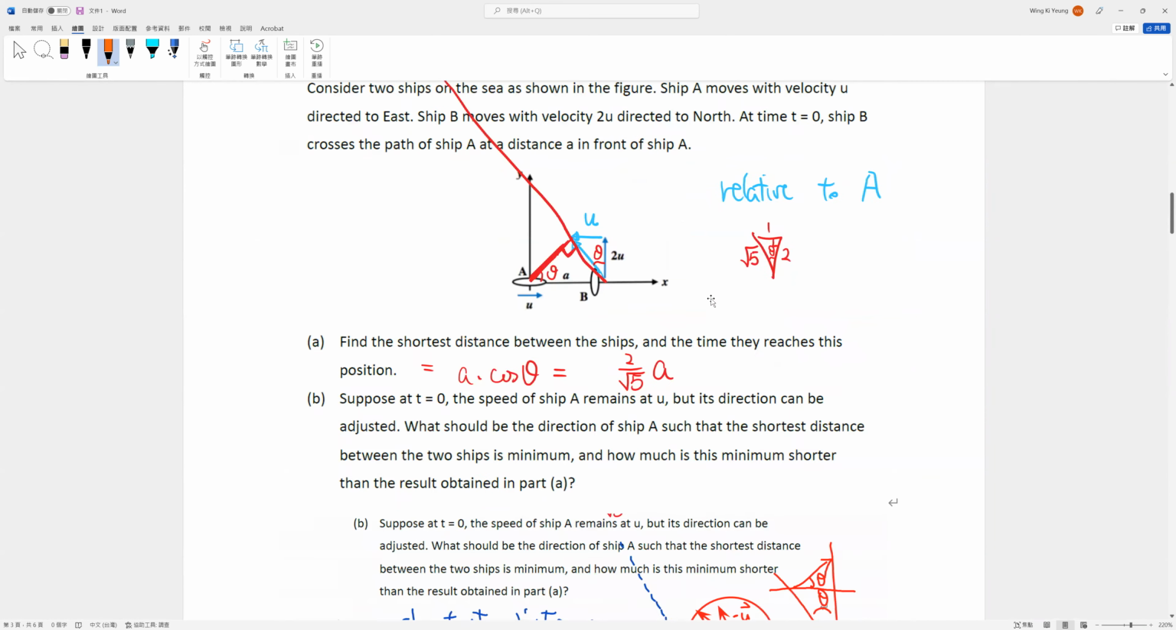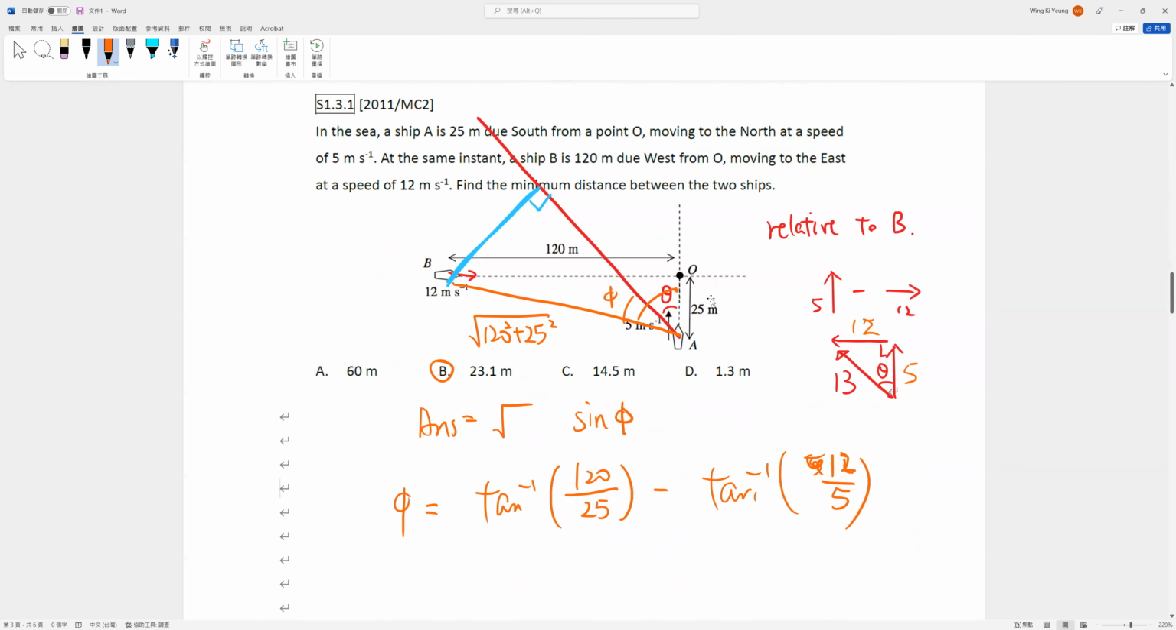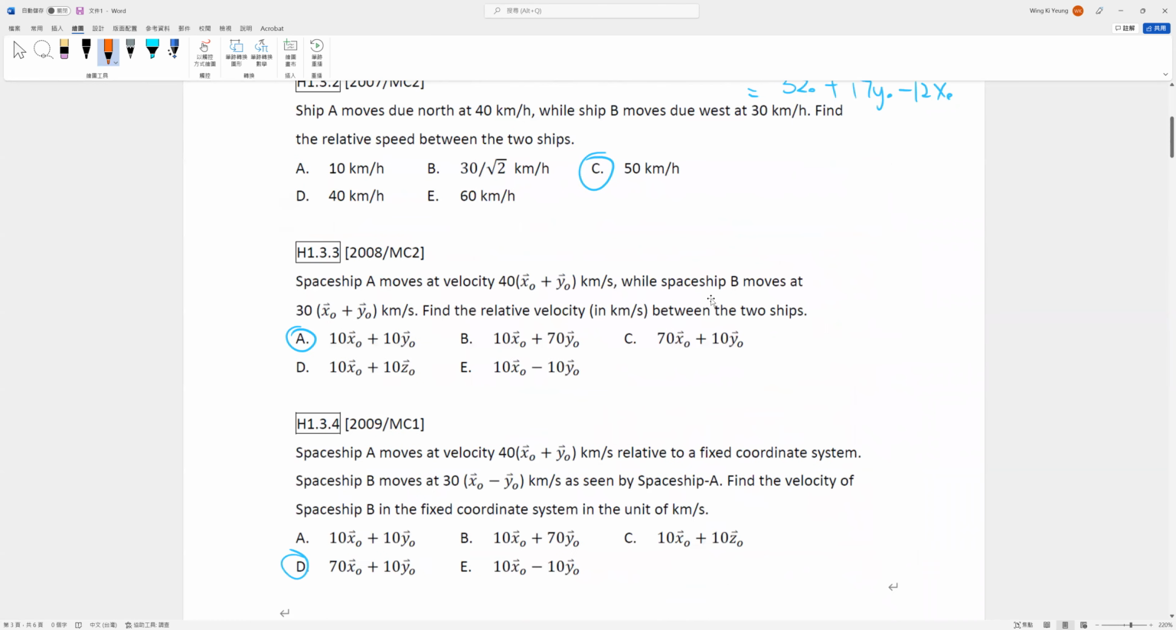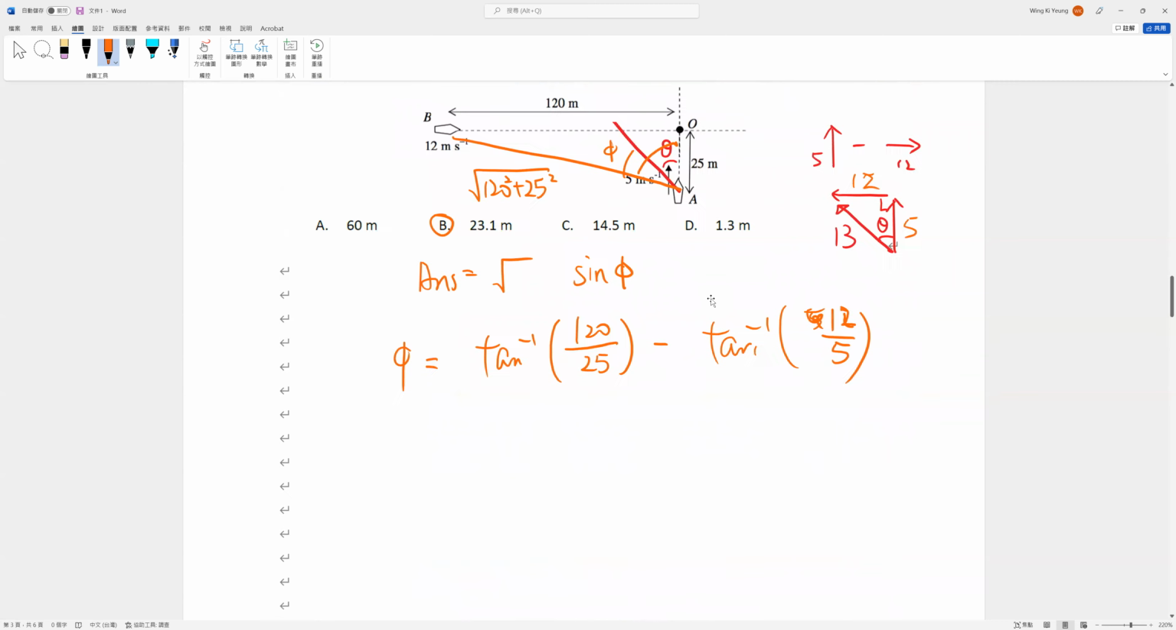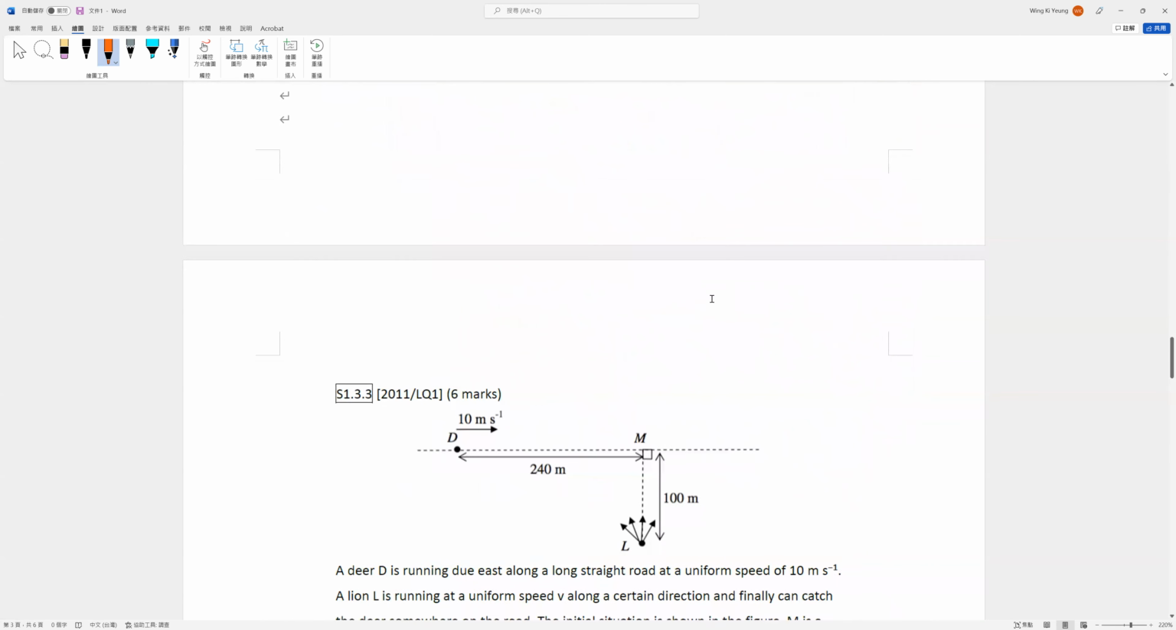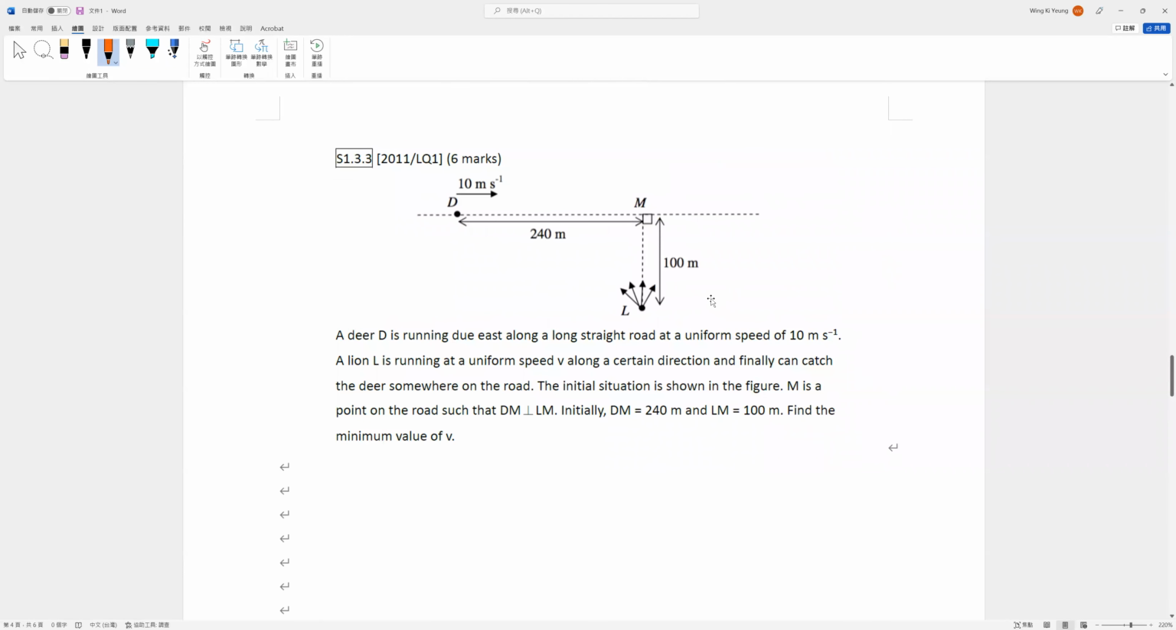Okay, so these questions are quite similar to each other. I hope you really are able to finish all of them by yourself. Okay, so let's take a look at another type of question. I think this one is quite similar. Maybe I'll give you 5 minutes time.